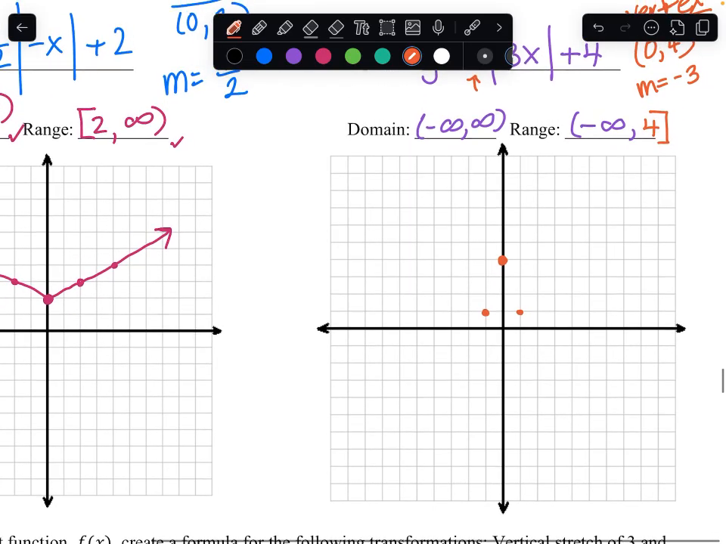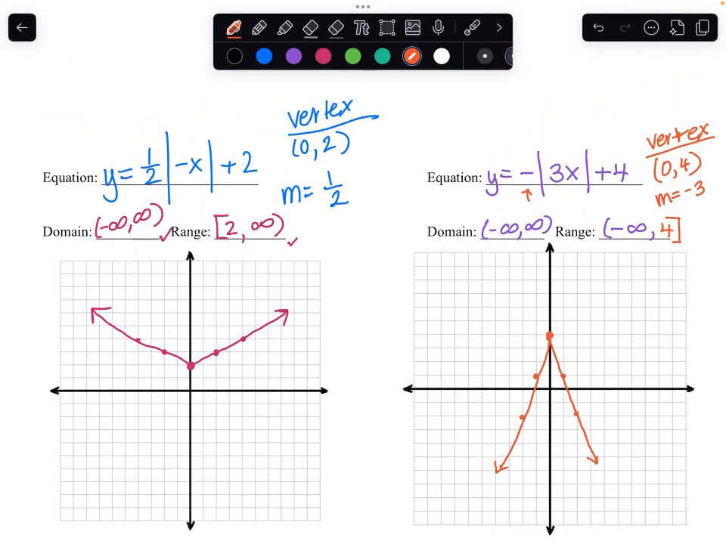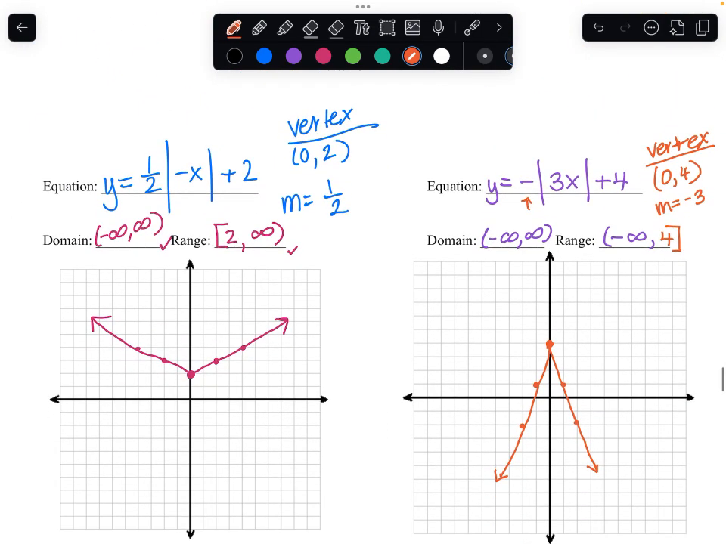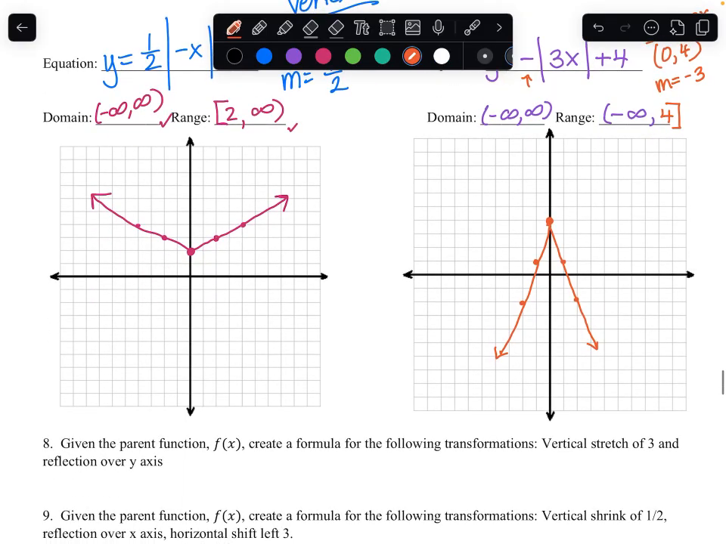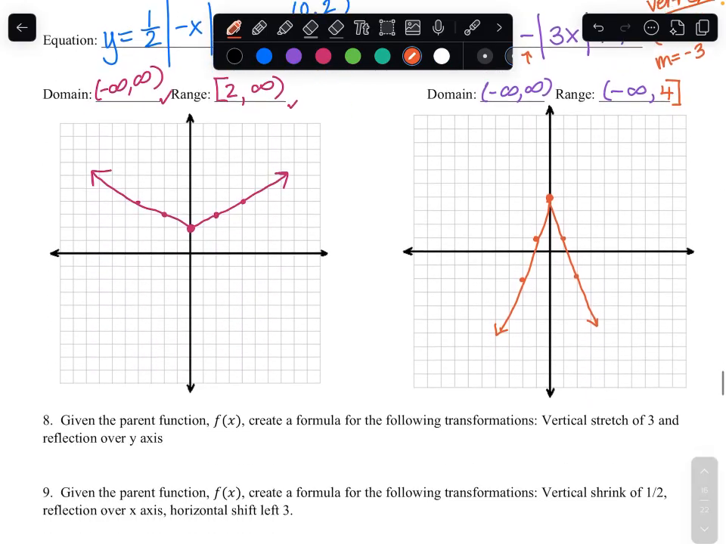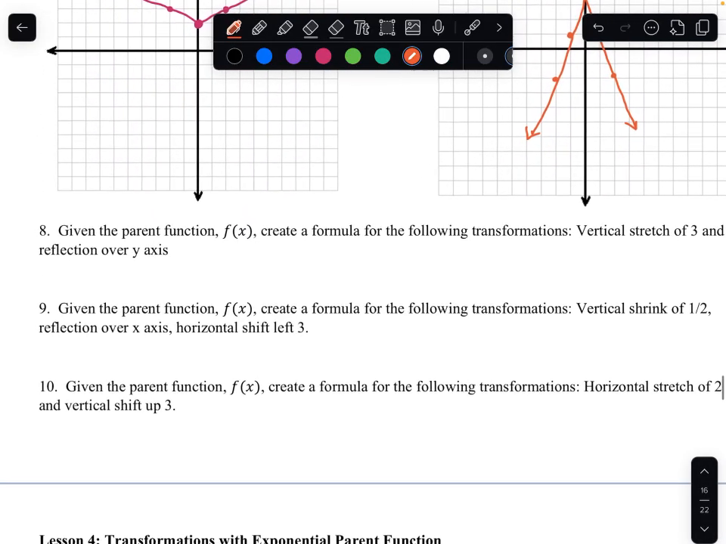We can get more points reflected over to get this graph. Now, what's kind of cool with the absolute value is that a horizontal shrink can look very similar, or looks identical, to a vertical stretch. And so that's why it might be a little confusing right here. And so there is graphing the absolute value function.